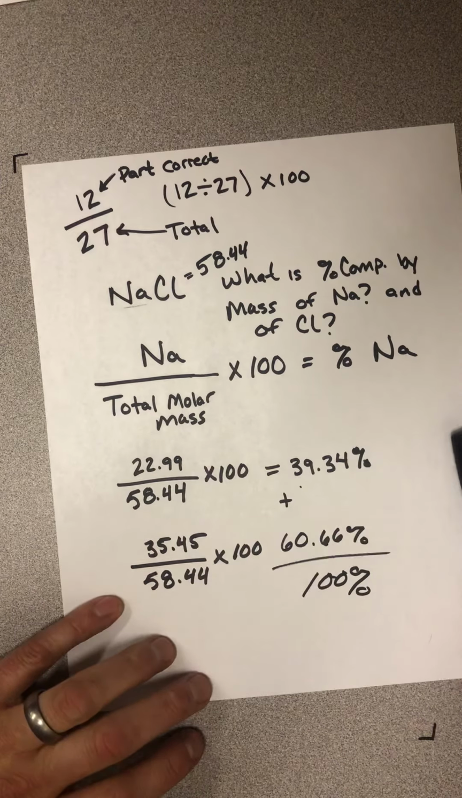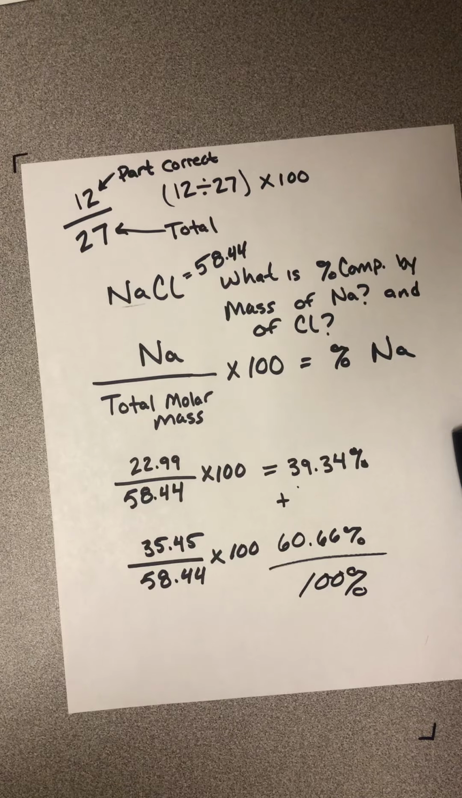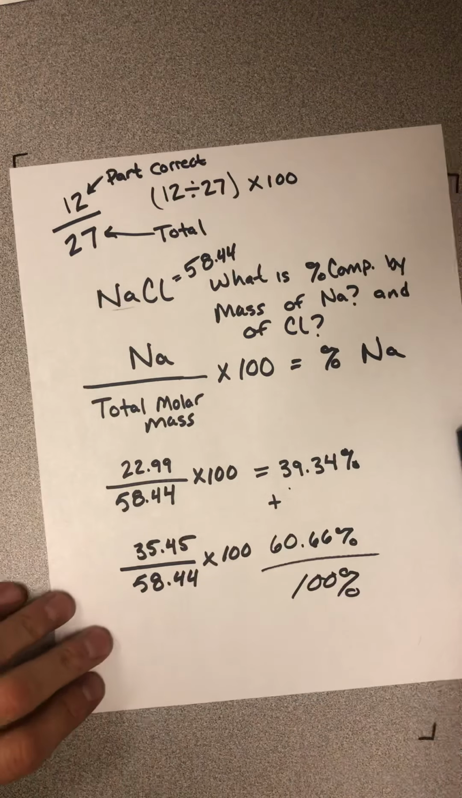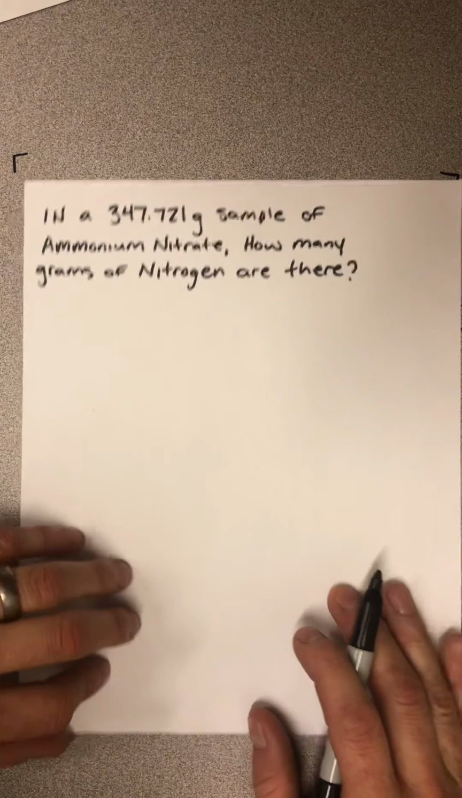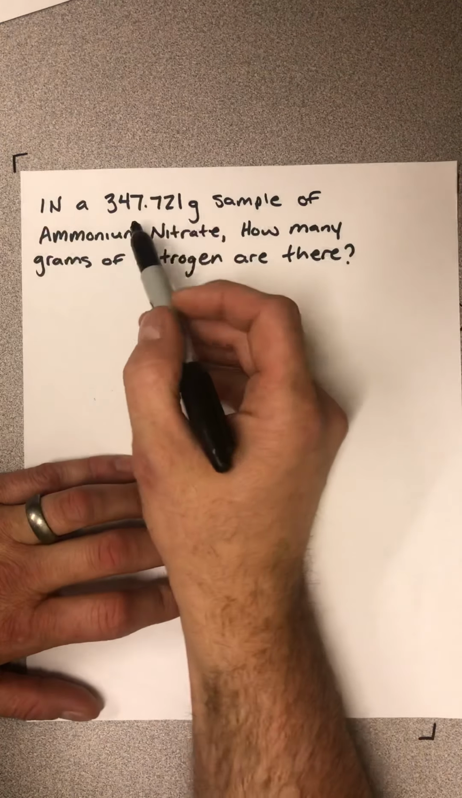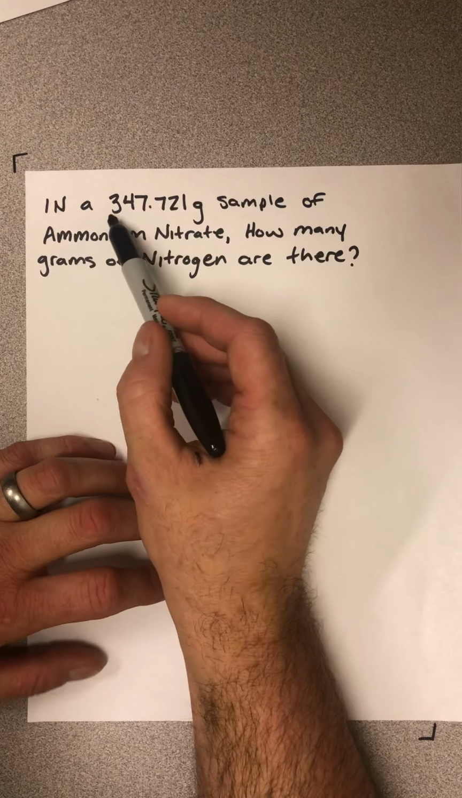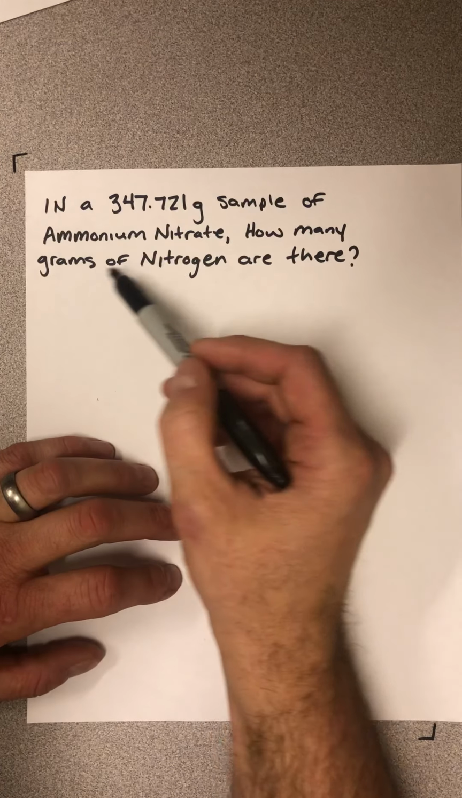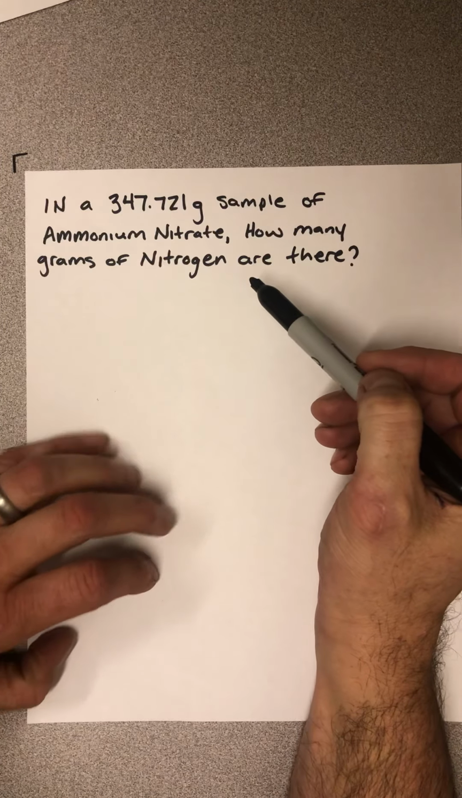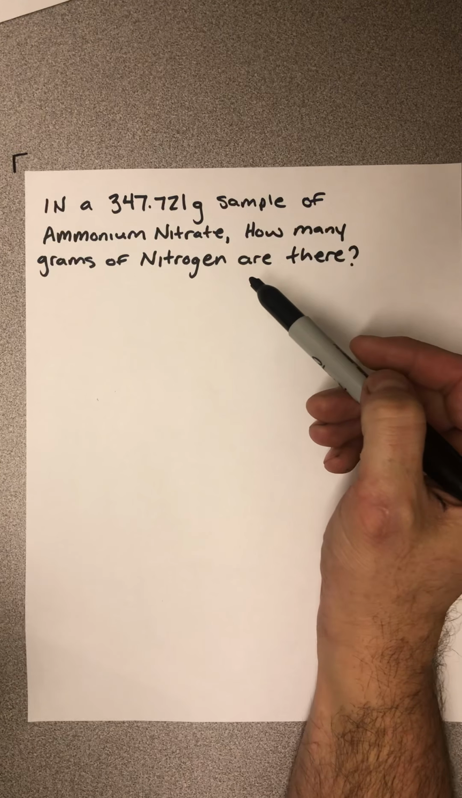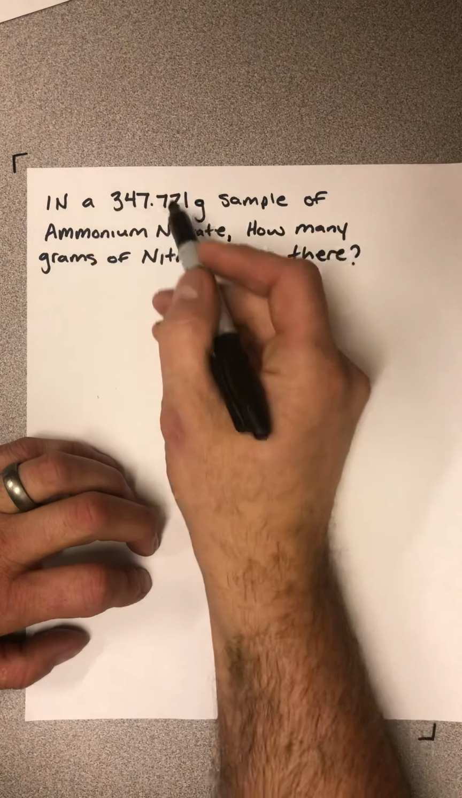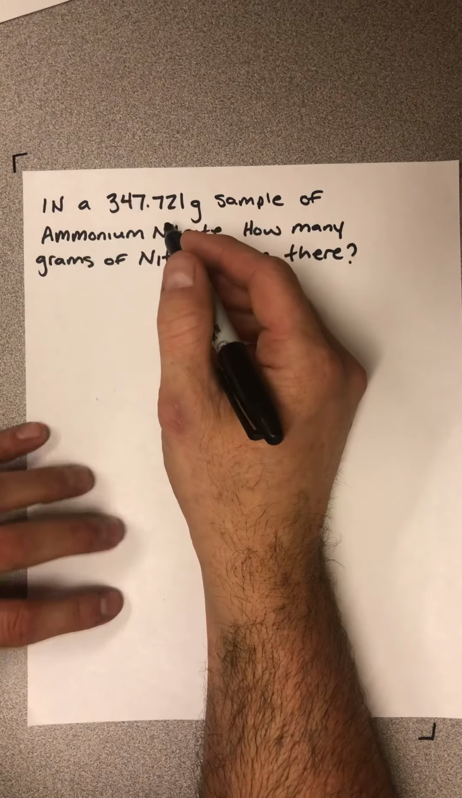So just doing percent composition problems based on the formula is not really so hard. That's how that works. It can get a little bit more complicated in a problem like this, but this is about as hard as these are going to get for just percent composition problems. Here's the problem: in a 347.721 gram sample of ammonium nitrate, how many grams of nitrogen are there? What we've got to do is basically figure out the percent composition, and then apply that percent to this original sample size. So we're going to do it the same way we did before.